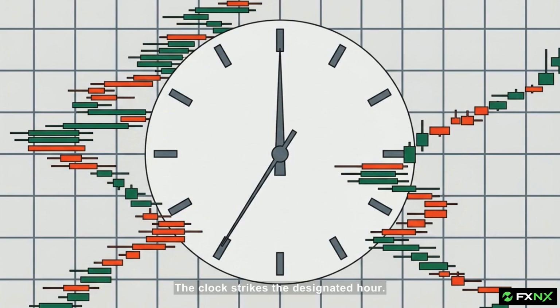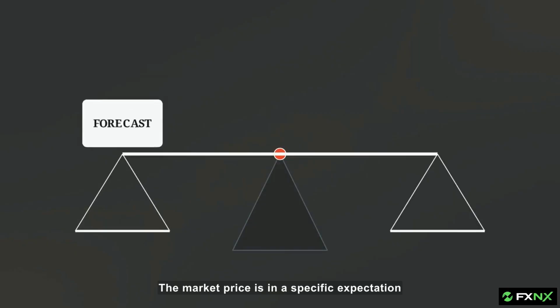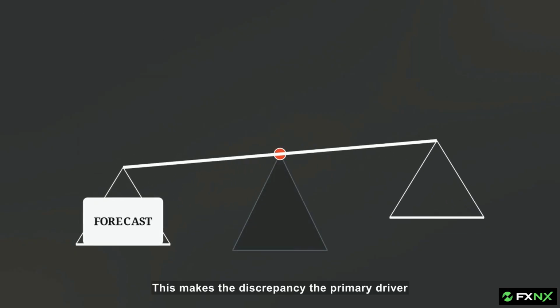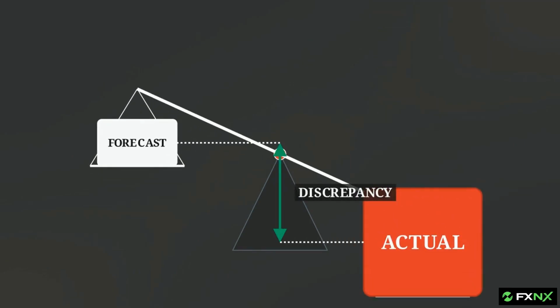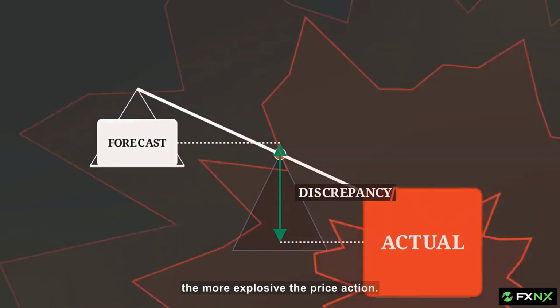The clock strikes the designated hour. The data drops. The chart instantly fractures into chaos. The market prices in a specific expectation well before the release. This makes the discrepancy the primary driver of price action. How much the actual number deviates from the forecasted consensus. The wider that gap between expectation and reality, the more explosive the price action.